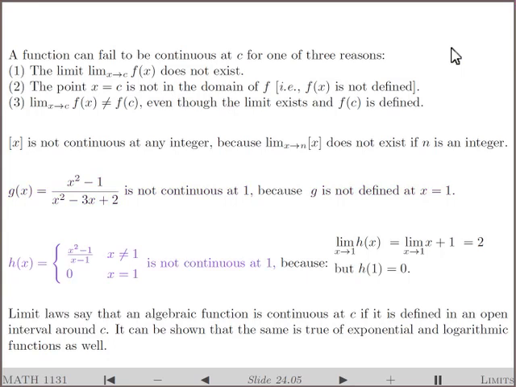Finally, we look at an example where the function is defined and has a limit but is not continuous. This is the function h, which is defined to be x squared minus 1 over x minus 1 if x is not equal to 1, and 0 if x is equal to 1. If you calculate the limit, x squared minus 1 is x minus 1 times x plus 1. So x squared minus 1 over x minus 1 simplifies to just x plus 1, which means the limit of this function h at 1 is the same as the limit of x plus 1 as x approaches 1, which is 2, but the value of the function is 0.